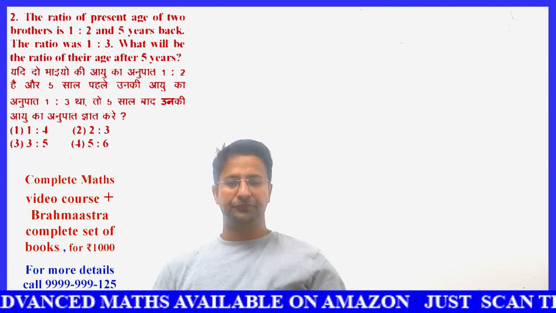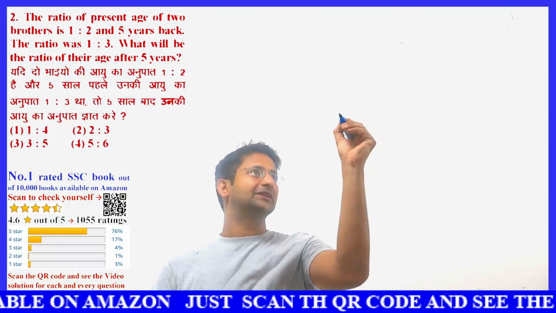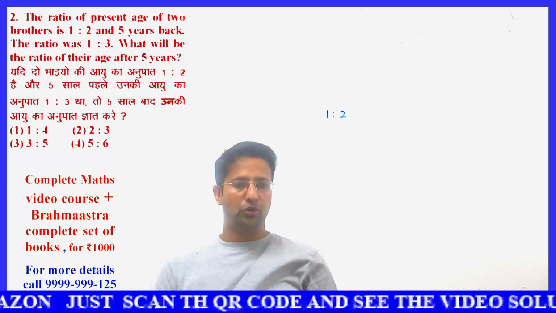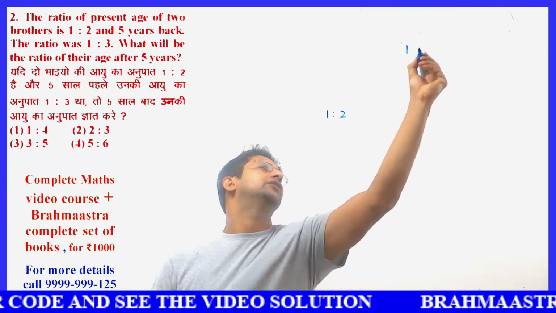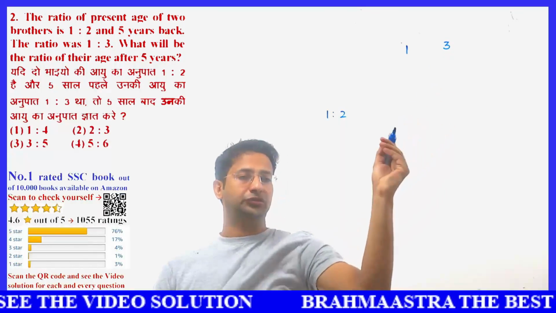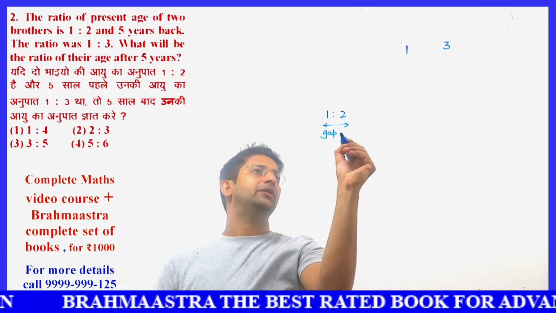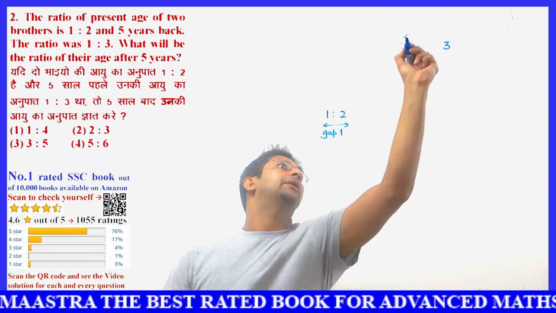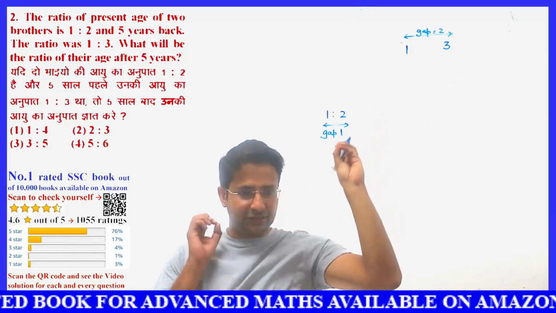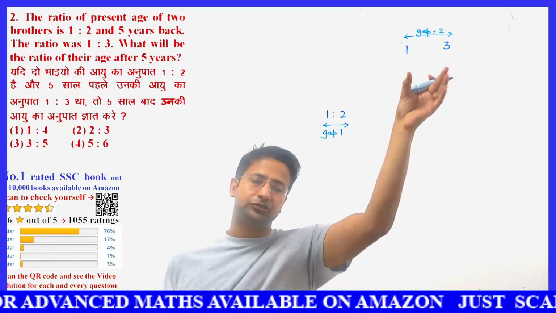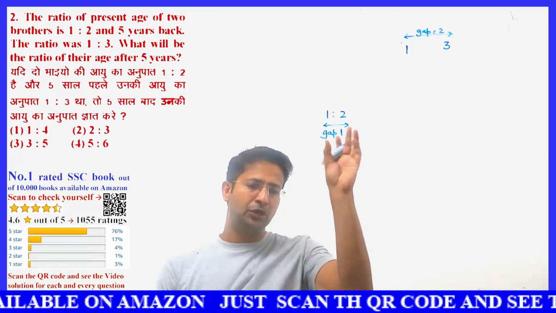The ratio of present ages of two brothers is 1 is to 2. Right now, the ages of the two brothers are in the ratio 1 is to 2. And 5 years back, the ratio was 1 is to 3. See, students, how will I solve this question? My main thing is to focus on the gap between 1 and 2. The gap between 1 and 2 is right now 1. Here, the gap between 1 and 3 is 2. Students, this is the best method. Once I teach you this method in easy questions, you will be easily able to apply this in lengthy questions, and then you will take very little time to solve them.